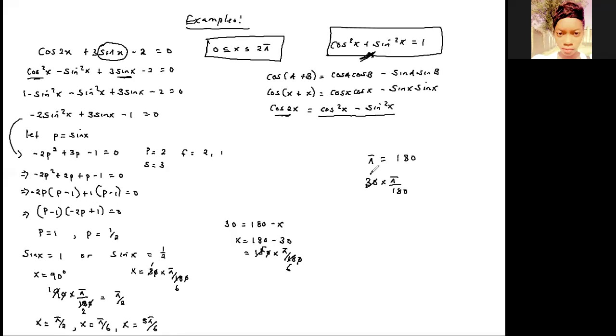30 goes there once, 30 goes there how many times? 6. So I have pi over 6. That's how you convert to radians from degrees. Okay.